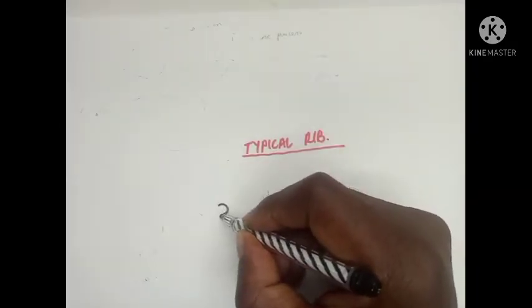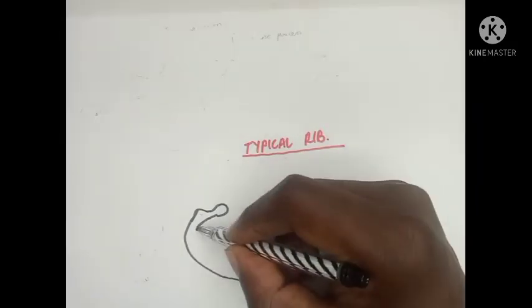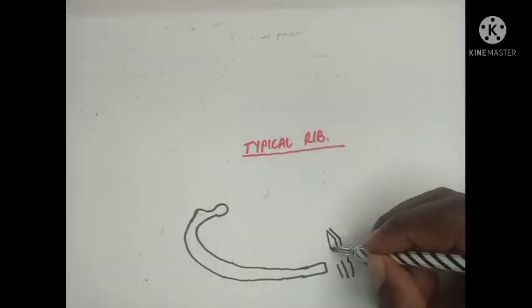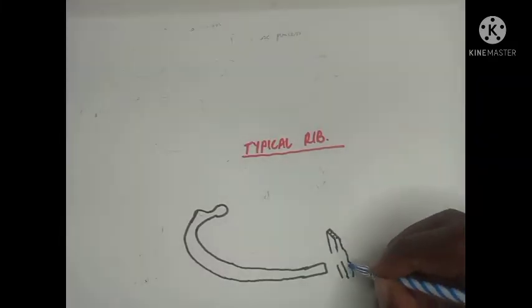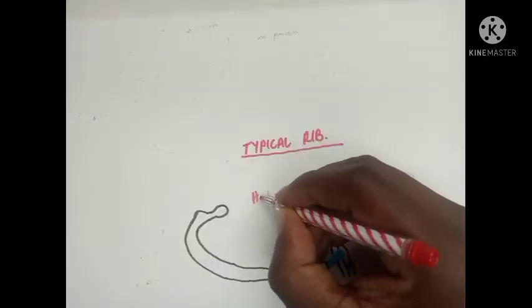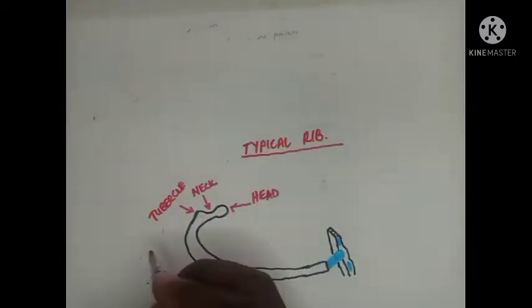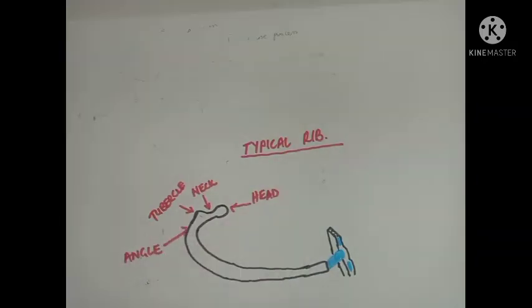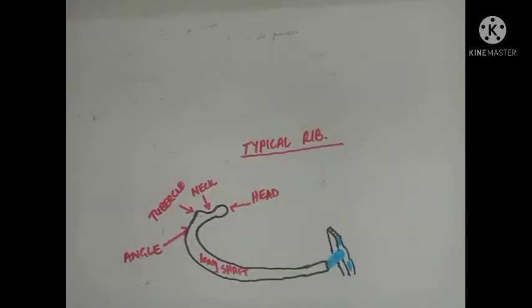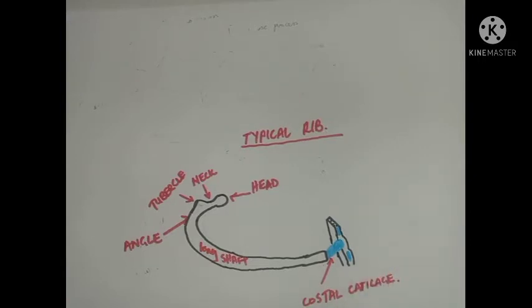So now let's take a quick look at the structure of an individual typical rib. You need to know the parts of an individual typical rib, because in the Viva exam they can give you a rib and even ask you to classify it, then name the parts of the rib. So a typical rib has got a head, a neck, a tubercle, an angle, a shaft, and it attaches anteriorly to the sternum by means of a costal cartilage.